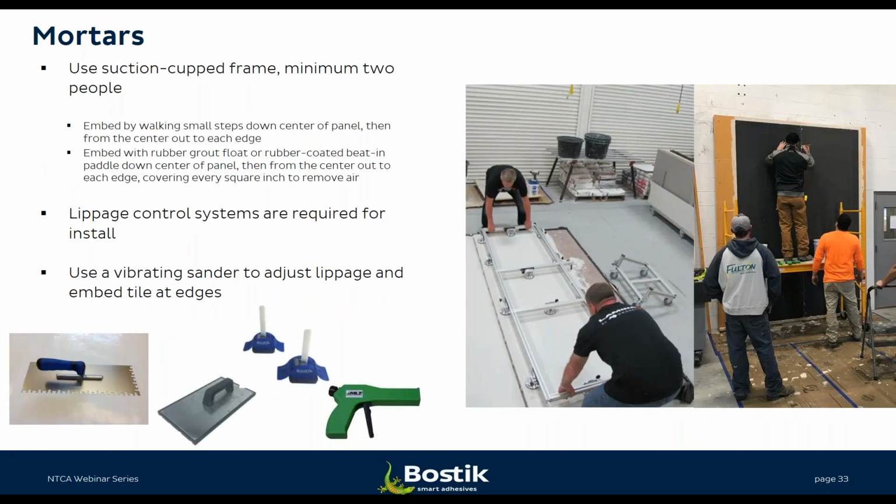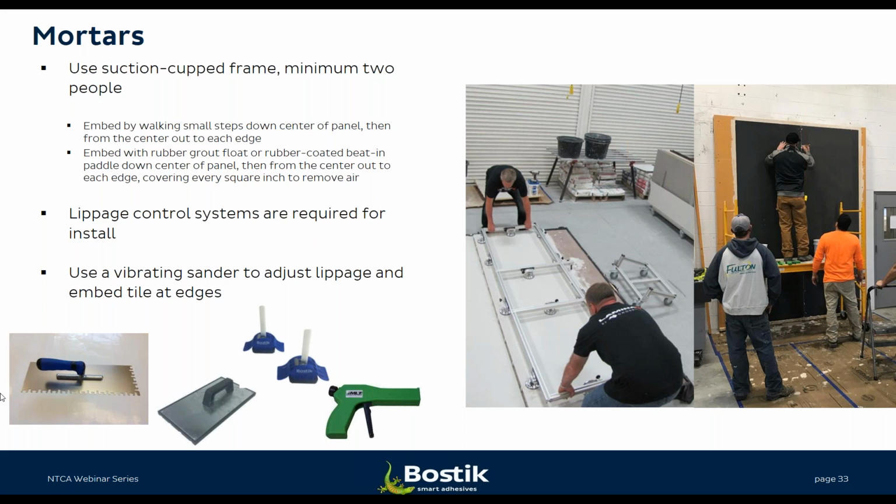You'll find that the suction cup A-frame for the largest tiles is really a requirement. And then after embedding a tile on a floor, you'll embed by walking small steps down the center of the panel and then from center out to each edge, which is really counterintuitive compared to a lot of traditional tile installation systems. And then for wall applications, you of course have to make sure that you're considering how you're going to access the wall as you achieve higher heights with these panels, whether it's a lift that was shown earlier, or a scaffolding or a ladder or a step ladder, depending on where the system has to be installed.